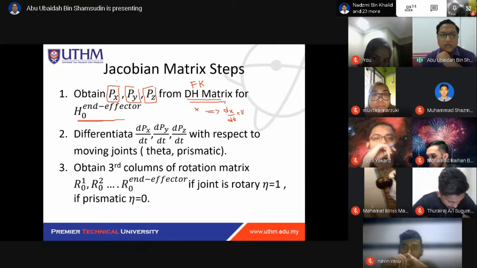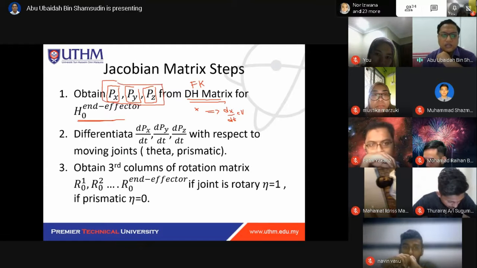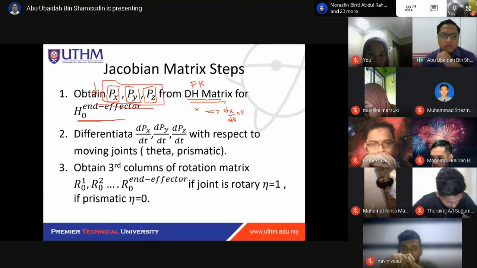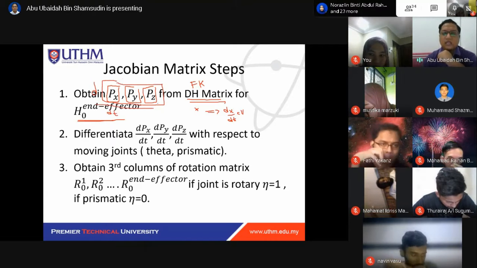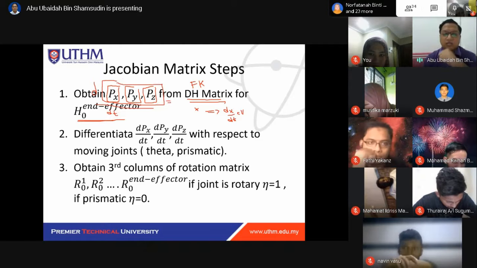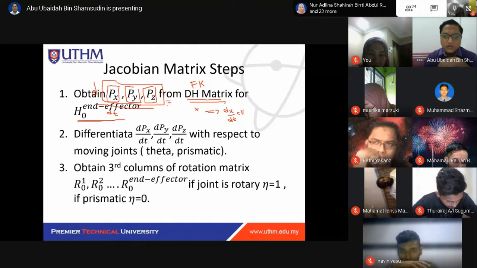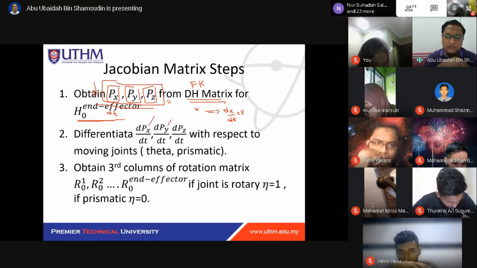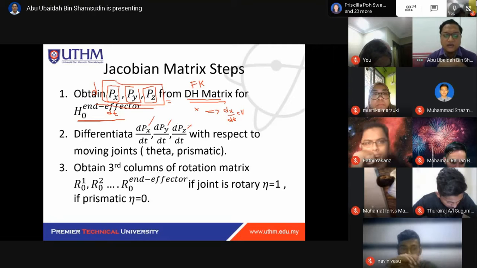For the forward kinematics, we can get the px, py, pz, which is the position of our robot arm. If we differentiate all of this with dt, we can actually get the velocity of this robot arm, which is called Jacobian. So what we need to do is we need to differentiate px with dt, py with dt, pz with dt. Okay, then we can get the arm velocity.